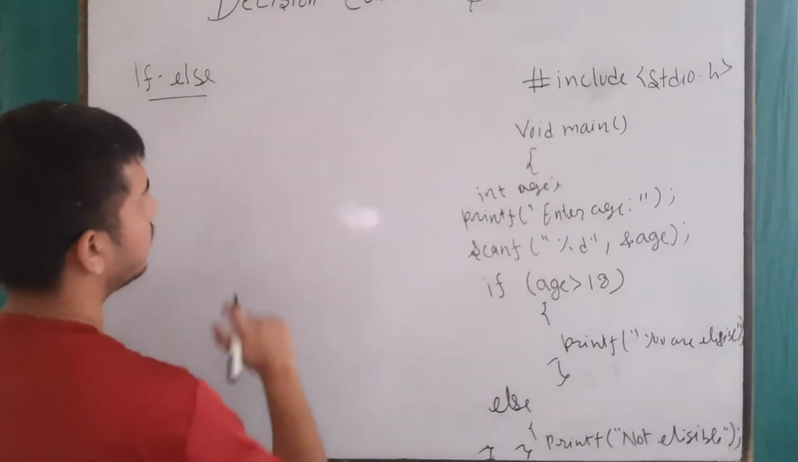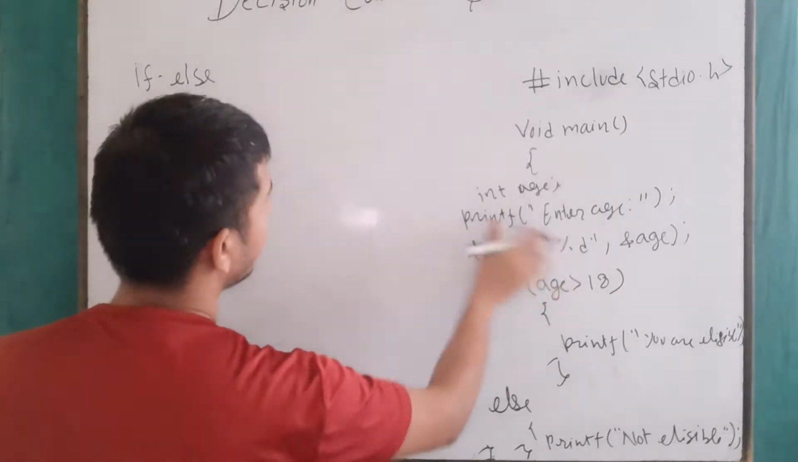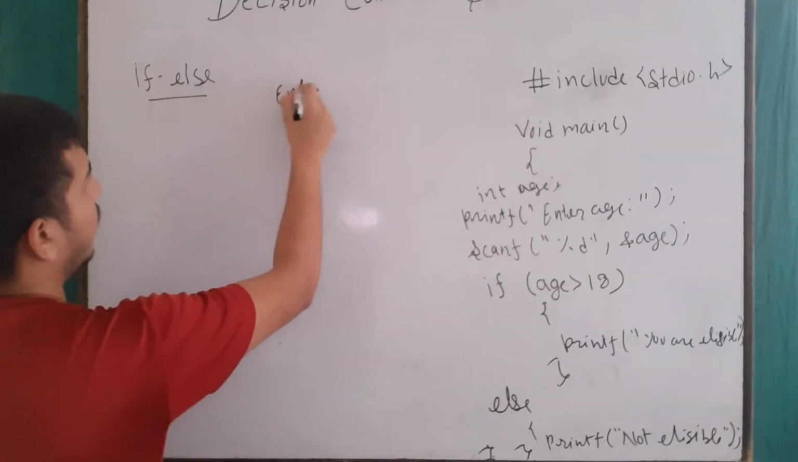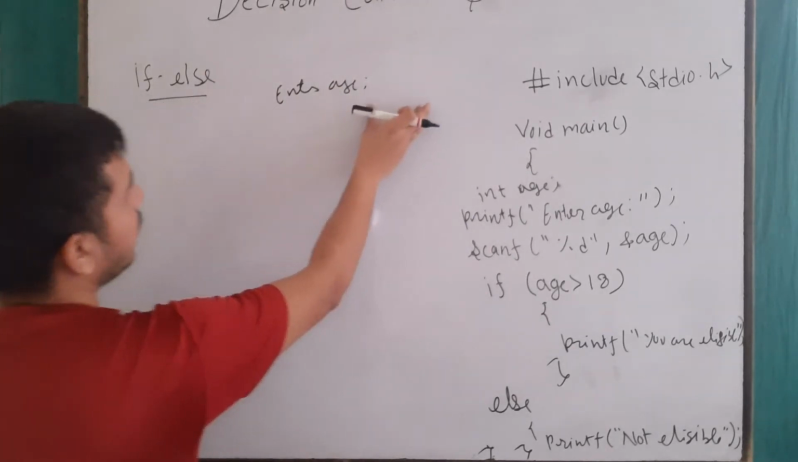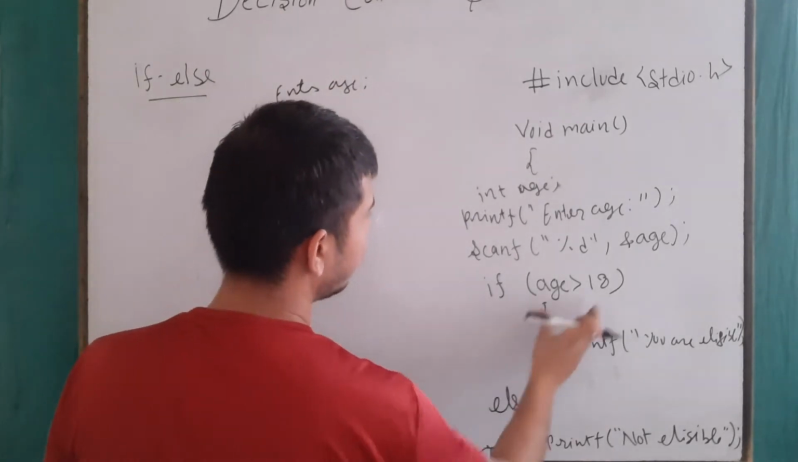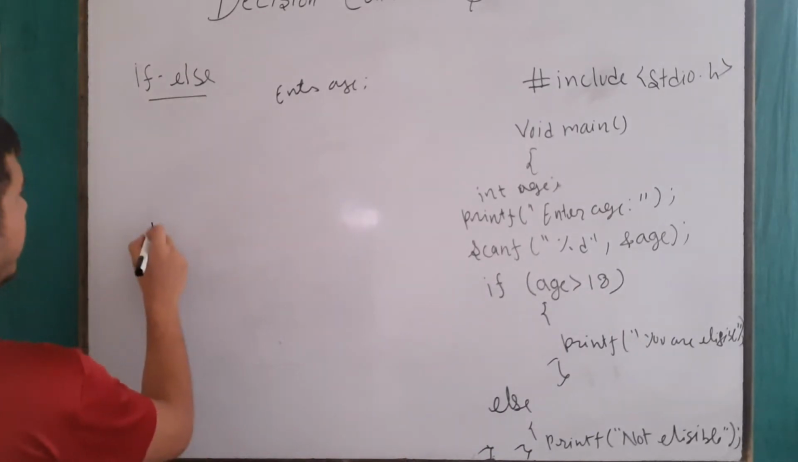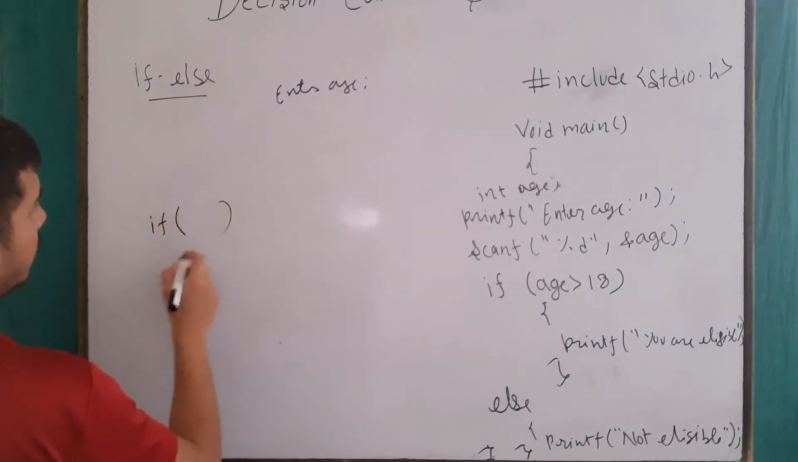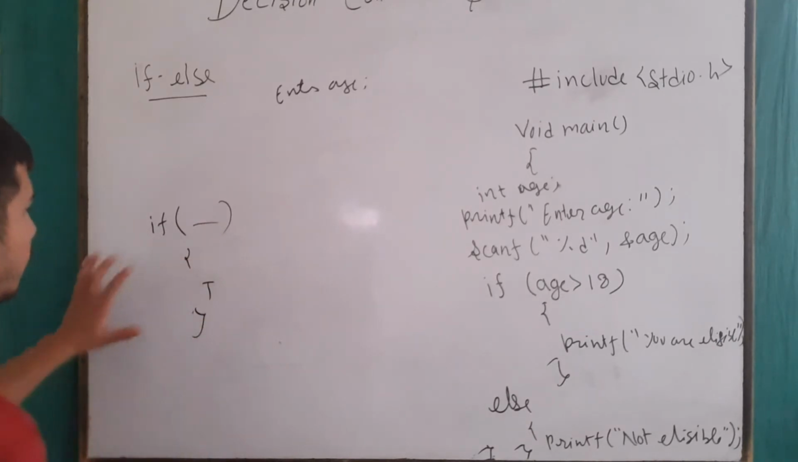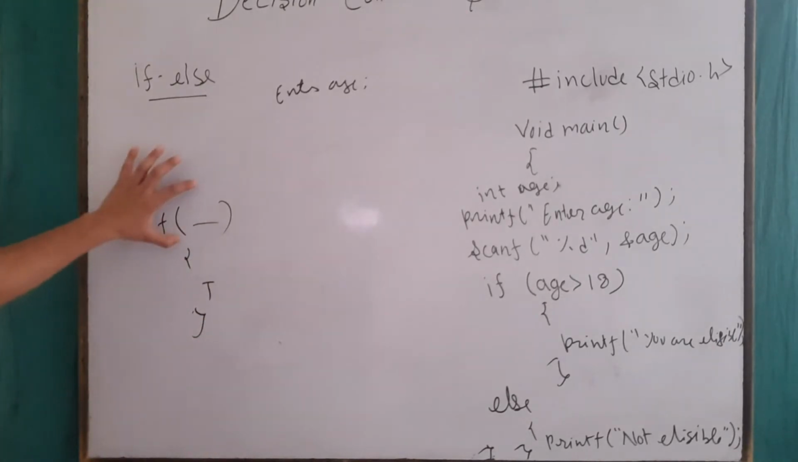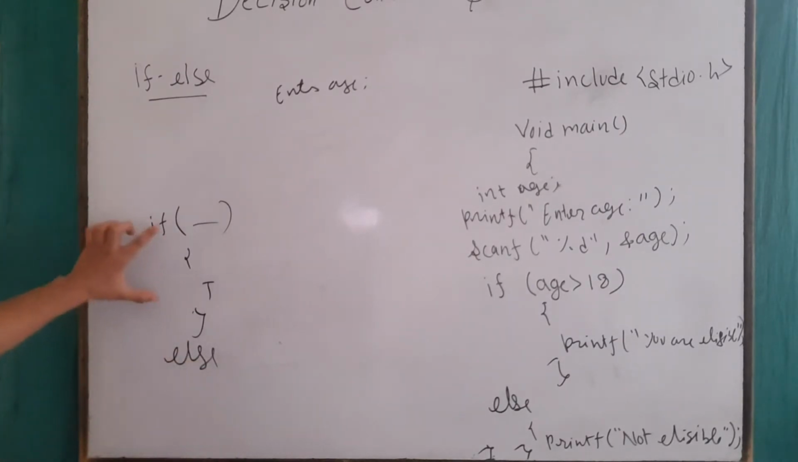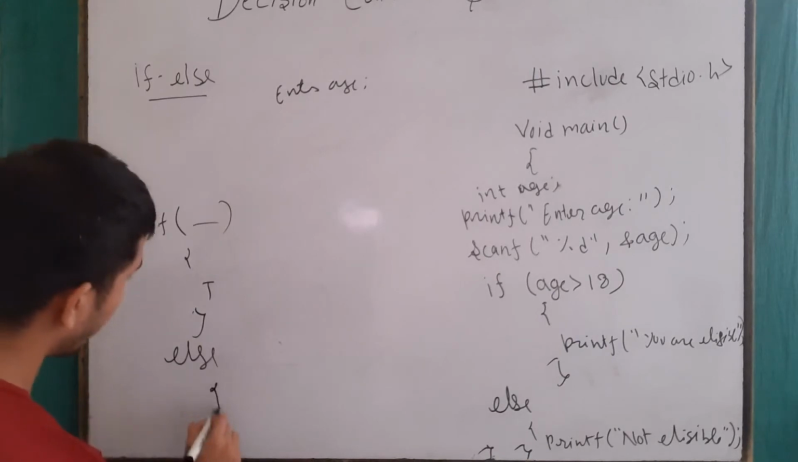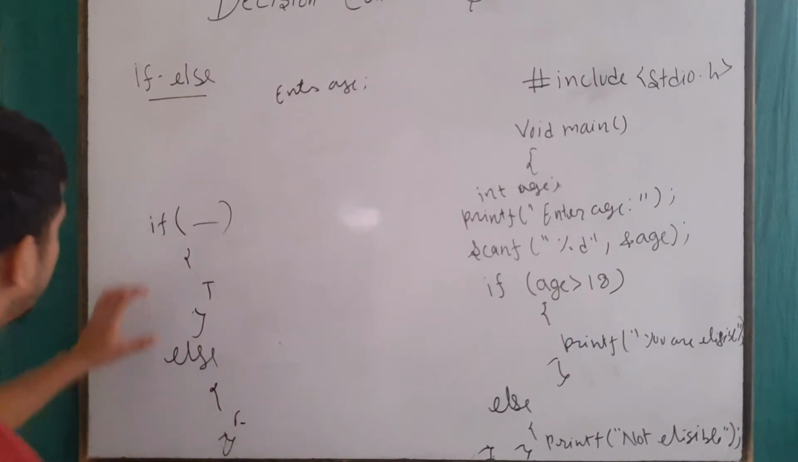Now let's see the same example for if else. I am asking here to enter age, right? Some age will be printed, we will give the input as age, then it will check the condition. If the condition is true, then this block of code will be executed. But if the condition is false, then I will use else, meaning if this condition is not true, what to do if this condition is false.